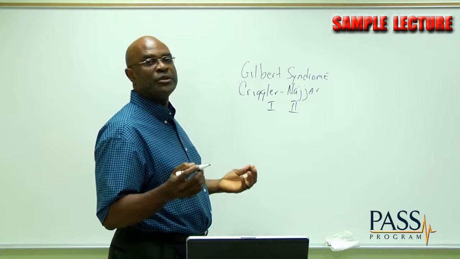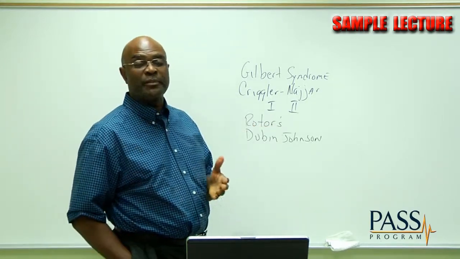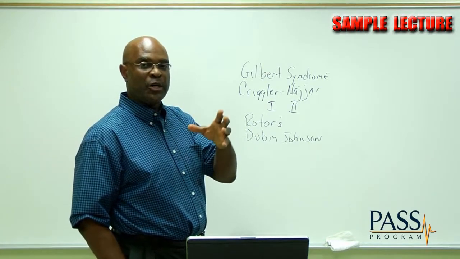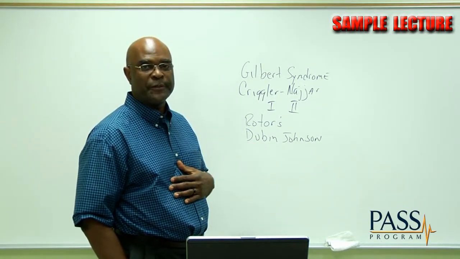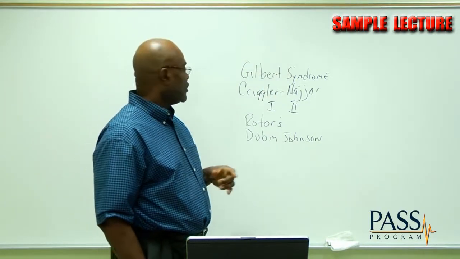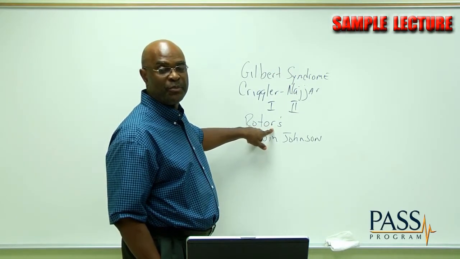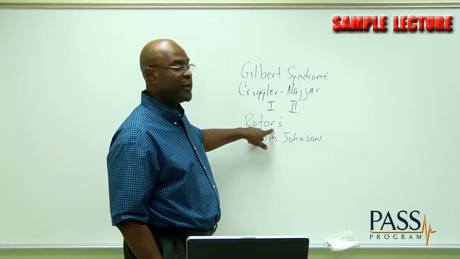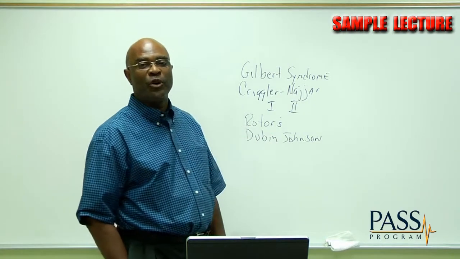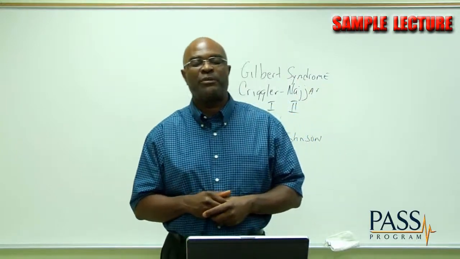And then there's Rotor and Dubin-Johnson. In Rotor and Dubin-Johnson, the problem is you can conjugate bilirubin, but you're not able to transport that large molecule into the gallbladder for storage, to wait for later for CCK to contract the gallbladder and squeeze everything out. So in Rotor, it's just a mild impairment in the transport of bilirubin, conjugated bilirubin into the gallbladder. Dubin-Johnson is a more severe form, and that's why in Dubin-Johnson you see the black pigment accumulating in the liver, simply because byproducts of red blood cell breakdown, bilirubin breakdown, can be black.